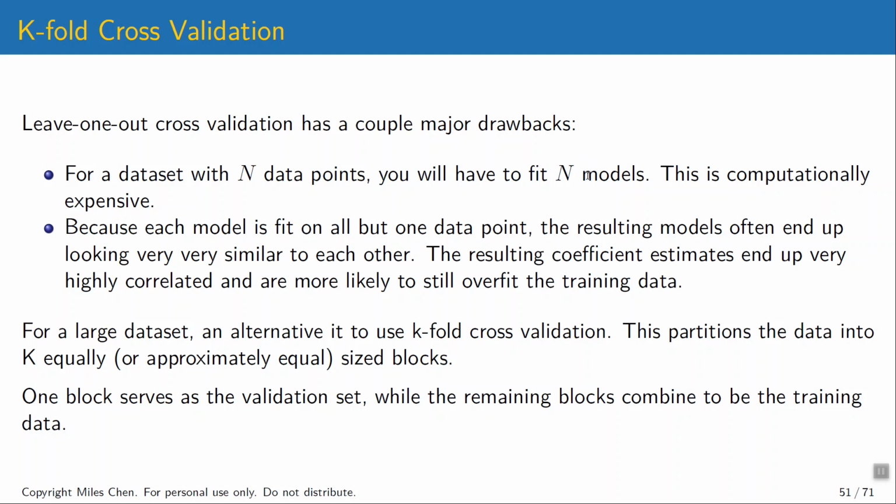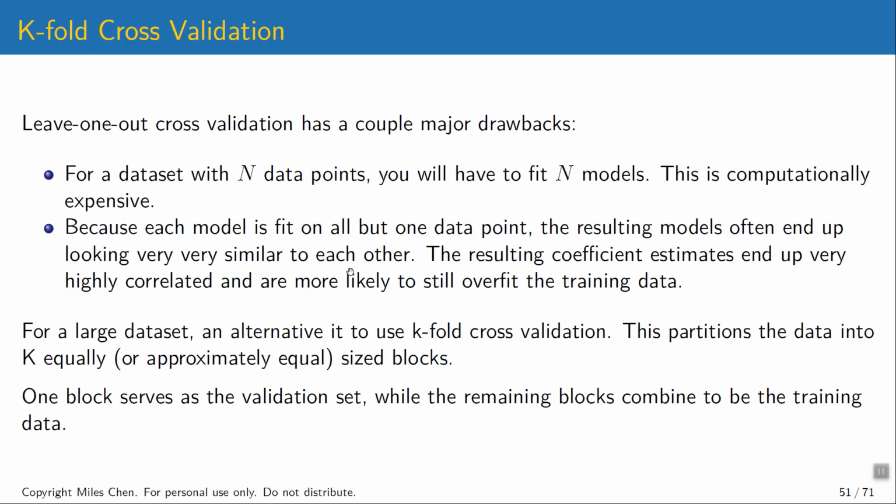And then another thing is that the resulting models, because like the first iteration, you're keeping everything except maybe the last data point, and then the second iteration, you're keeping everything except maybe the second to last data point. The model that the first iteration produces and the model that the second iteration produces will look almost exactly the same, okay? Especially if you've got a large data set. All right, and so your coefficient estimates end up being very highly correlated to each other, and that results in some other issues, and you can end up actually overfitting the training data as well.